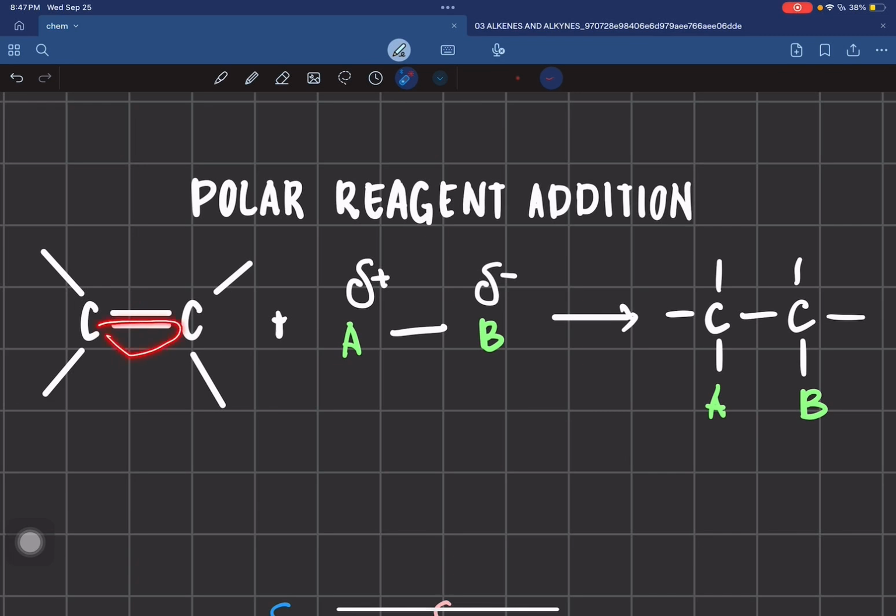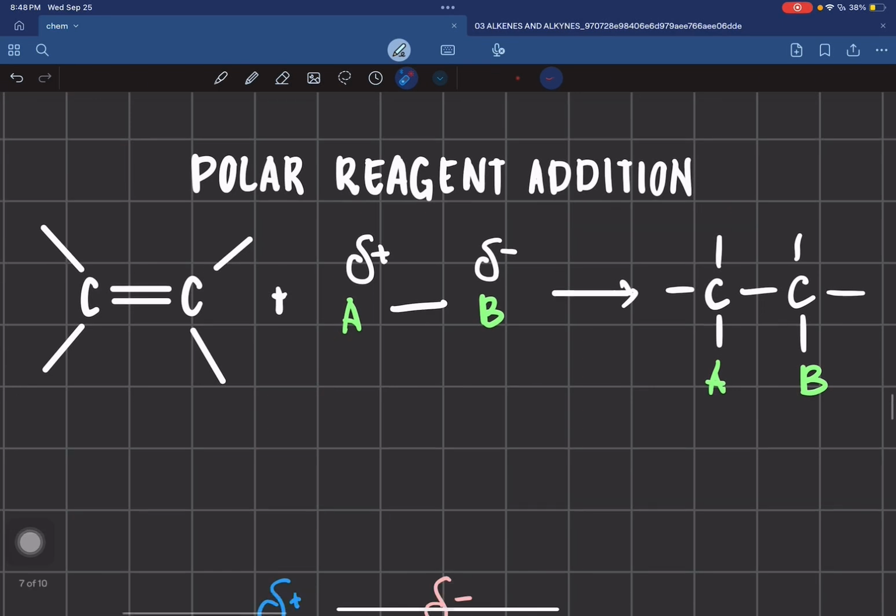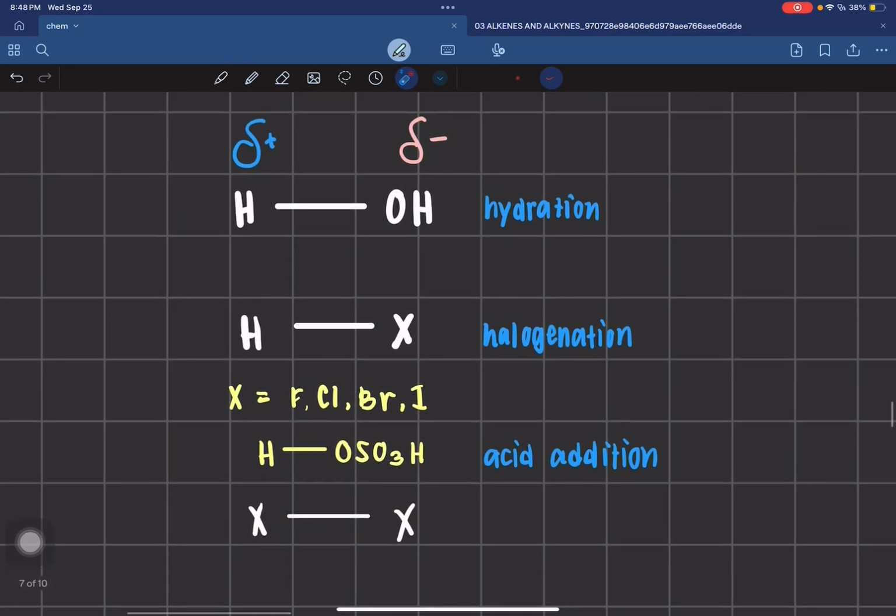So, yung pi bond in a polar reagent addition, nagbe-break to. So, this pi bond will break and this will break to form new sigma bonds sa new compound. So, let's discuss it further in this video. So, we have 3 types of polar reagents. Technically, 4 sila here, but I'll discuss later why it's only technically 3 polar reagents.